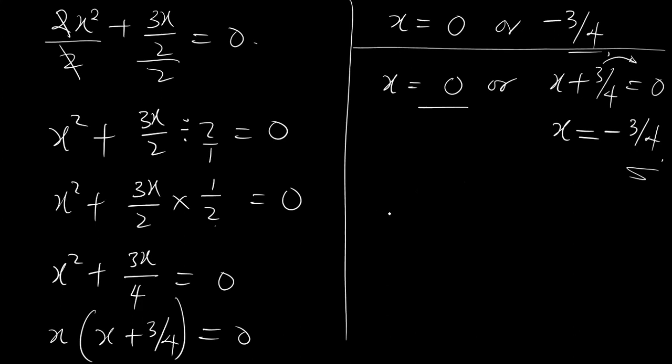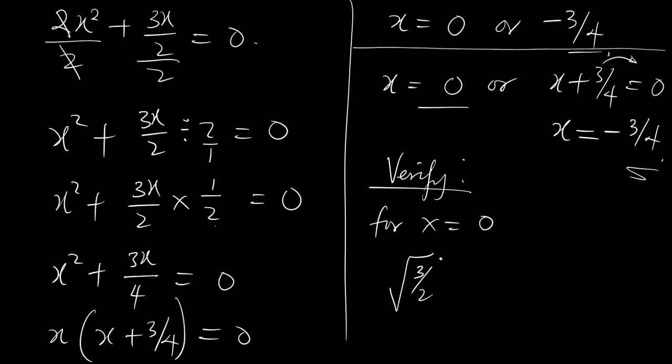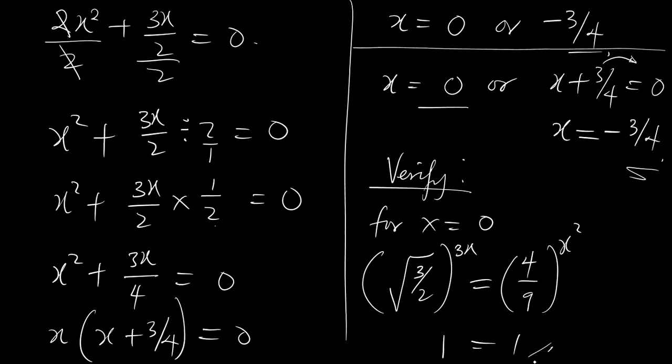So now let's verify. For x equal to 0, you have the cube root of 3 all over 2 all raised to power 3x is equal to 4 all over 9 raised to power x squared. If you put 0 here and 0 here, anything raised to power 0 is 1. So this is correct on itself.